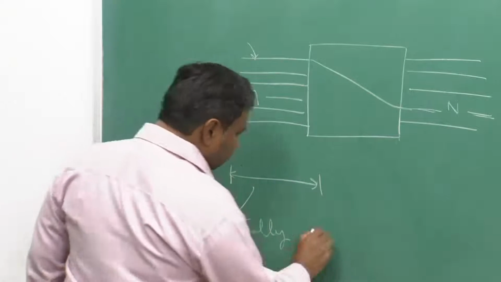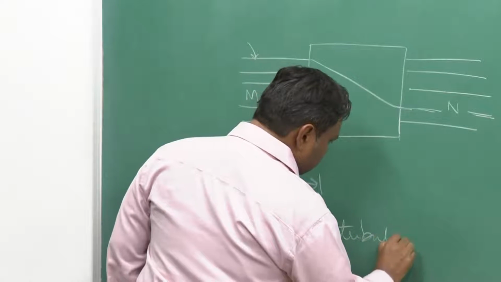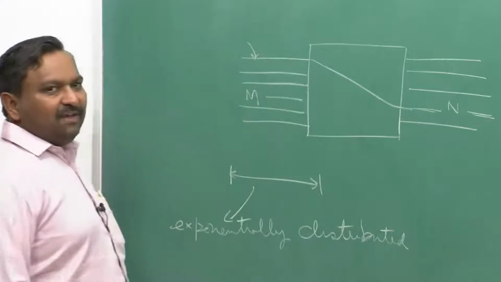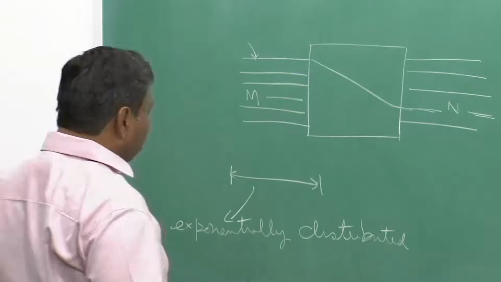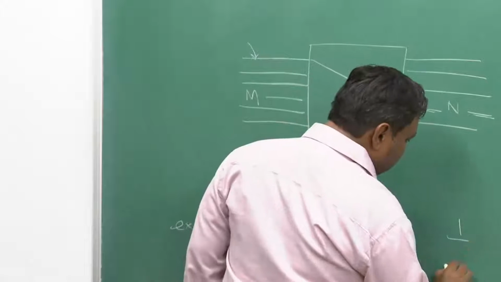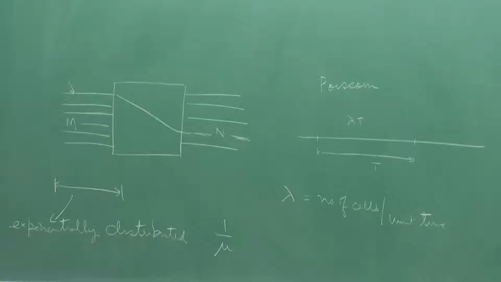Is exponentially distributed, and the mean value, the mean duration for every call, is 1 over mu. This can actually be derived from Poisson statistics. So, before I move further I need to clarify this.